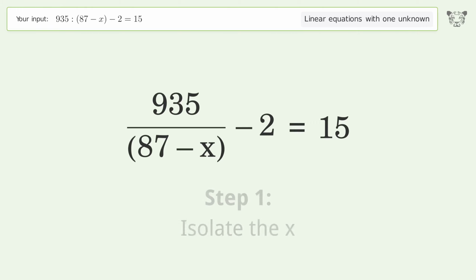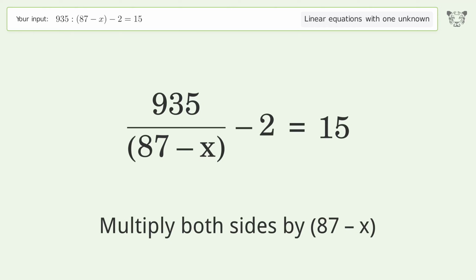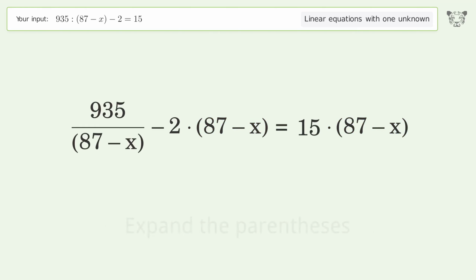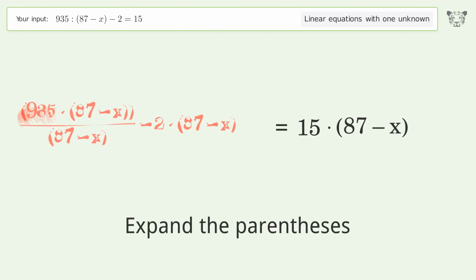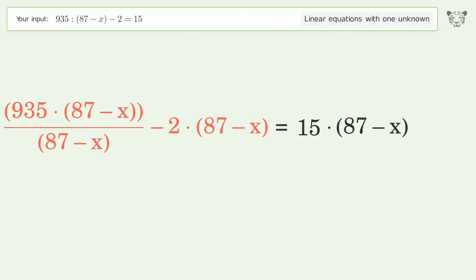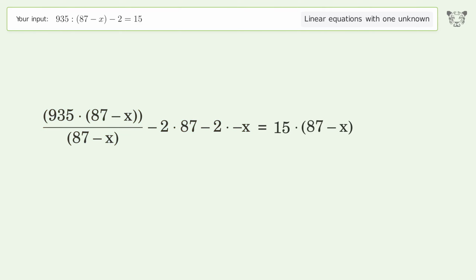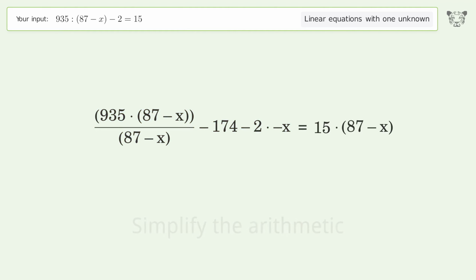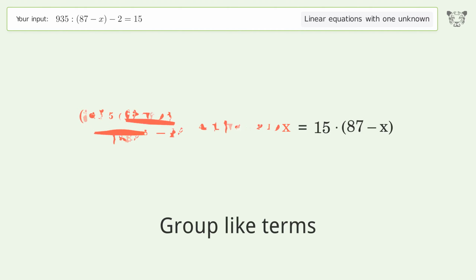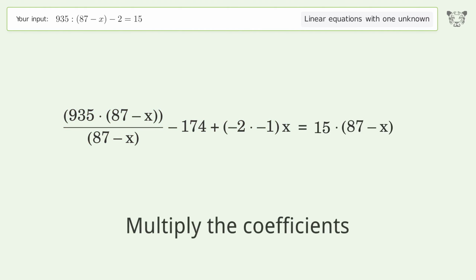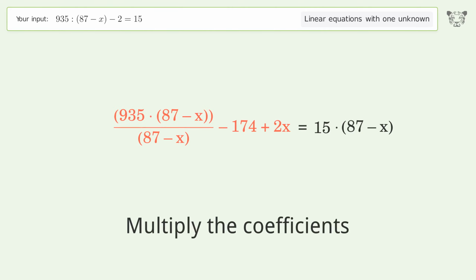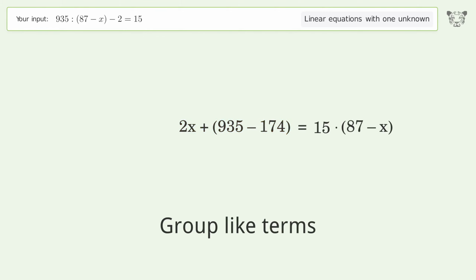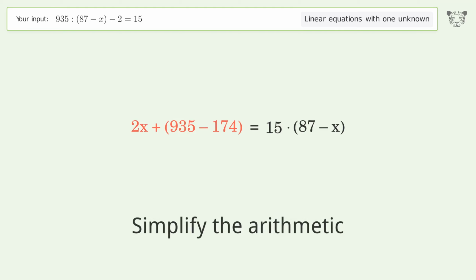Isolate the x. Multiply both sides by 87 minus x. Expand the parentheses. Simplify the arithmetic. Group like terms. Multiply the coefficients. Group like terms. Simplify the arithmetic.